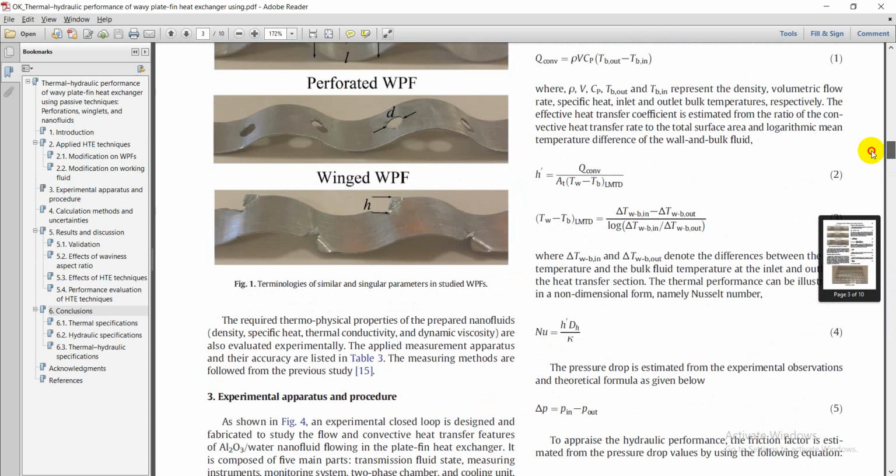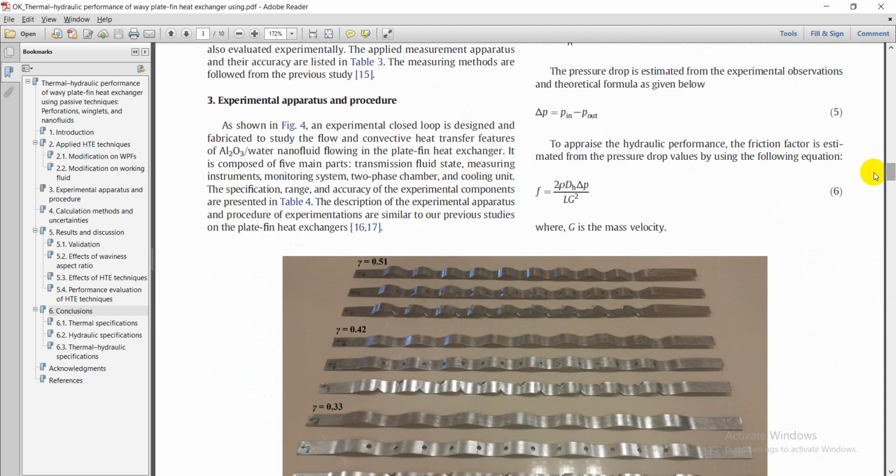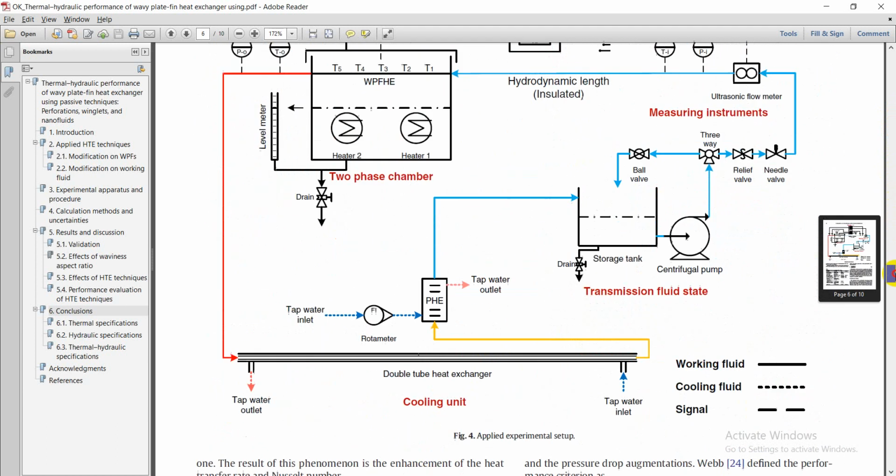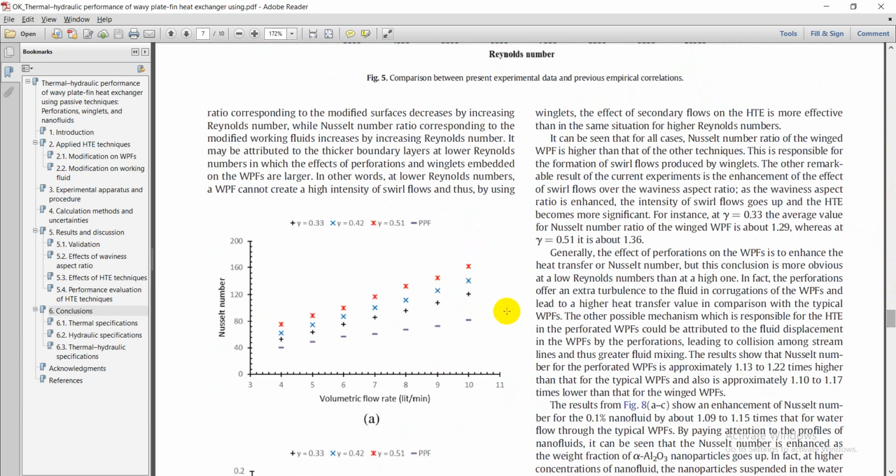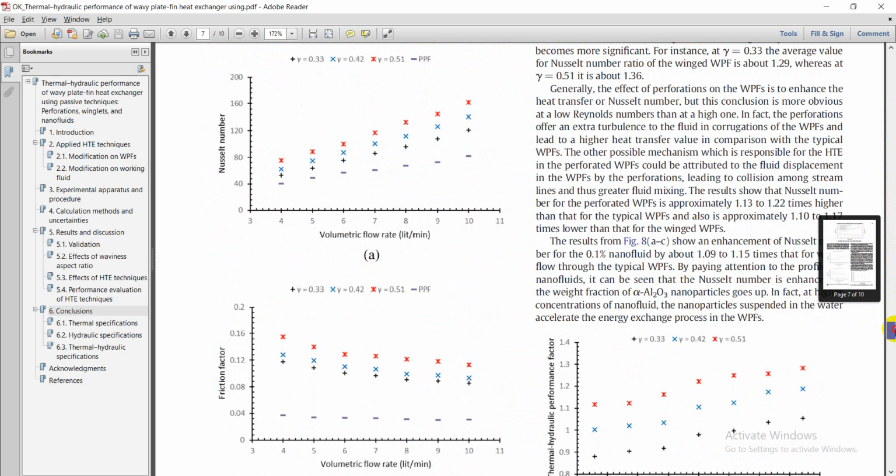You can see this is the wavy. Just look at this one. Where is it? This one. Can see this is the wavelength. The wavelength. Okay, so you can write from this figure that the maximum Nusselt number was obtained with the 0.51 wavelength, and the highest friction factor was obtained for the same design. And these values for Nusselt number and friction factor: Nusselt number increases with the volumetric flow rate, while the friction factor has the opposite trend.